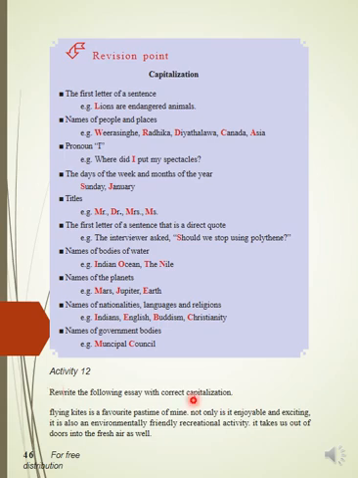Flying kites. F should be capital because it's the first letter of the sentence. Kites is a favorite pastime of mine. Full stop. Again, a new sentence. N should be capital here. Not only is it enjoyable and exciting, it's also an environmentally friendly recreational activity. Full stop. Again, a new sentence. I should be capital. It takes us out of doors into the fresh air.